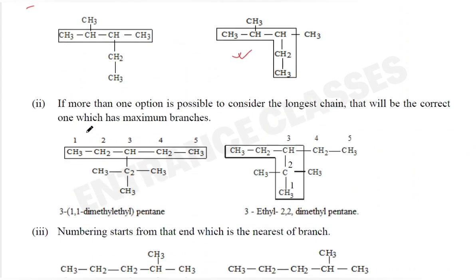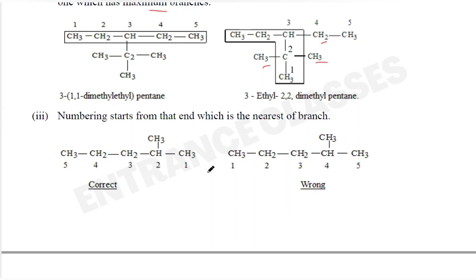Again, the longest chain will be the one having the maximum number of functional groups. Here it will be 5 carbon. Here also it will be 5 carbon, but only one side group, not a functional group. Maximum branching is there. So if more than one option is possible for the longest chain, the correct one is the one which has maximum branches. Here is maximum branching: first one, second branch, this is the ethyl branch. So 3-ethyl-2,2-dimethylpentane is the correct one because the number of branches is maximum.